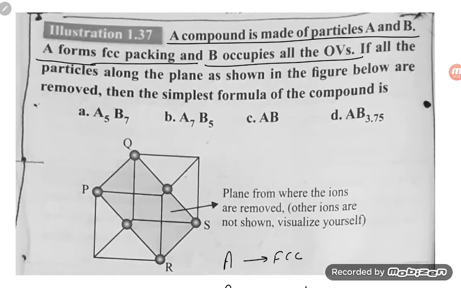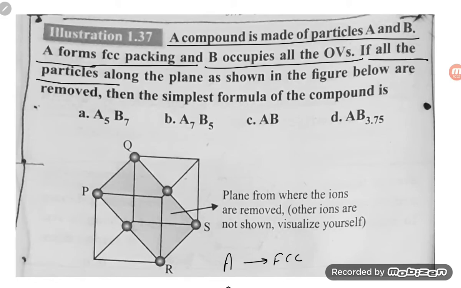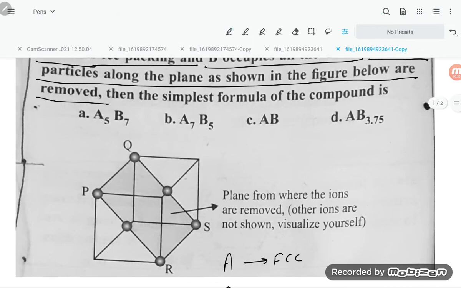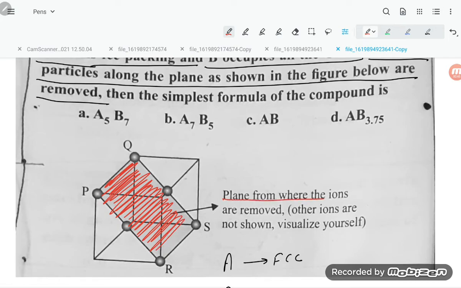Okay. If all the particles along the plane shown in the figure below are removed, meaning whatever plane is given, students, the particles are being removed from there. This area is the plane, and the ions are already removed from here. Other ions are not shown, visualize yourself. Then find the simplest formula of the compound.